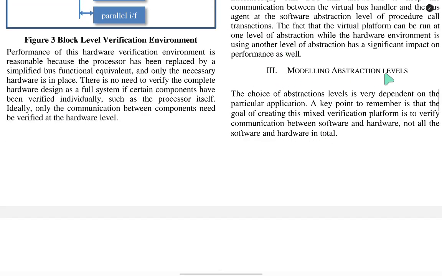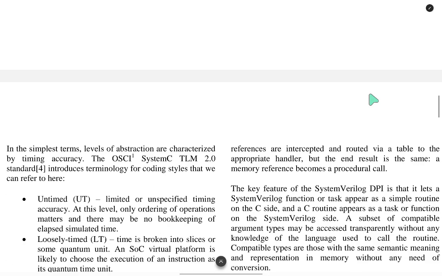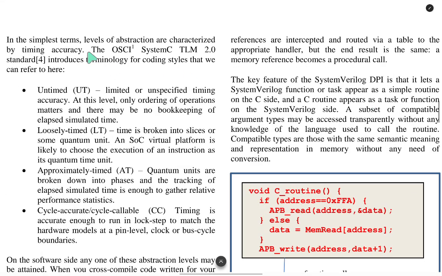Chapter 3. Modeling abstraction levels. The choice of abstraction levels is very dependent on the particular application, so the key point to remember is that the goal of creating this mixed verification platform is to verify communication between the software and hardware, not all the software and hardware in total. In the simplest terms, levels of abstraction are characterized by timing accuracy.